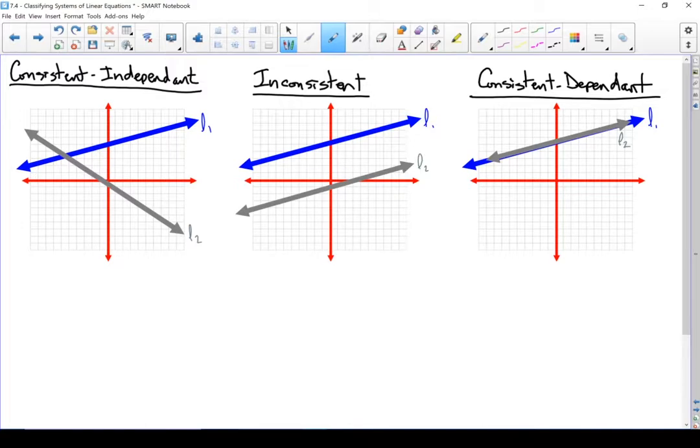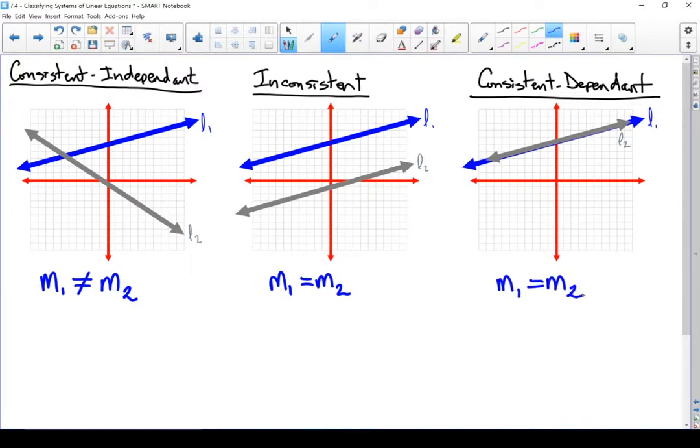So when we look at these systems, when you're classifying, we're going to be looking at two main elements, the slope and the y-intercept. Let's start with the slope. In the consistent independent system, both those lines are at different angles, so they have different slopes. The slope of the first line does not equal the slope of the second line. But on parallel lines, both slopes are the same. On a consistent dependent system, because they're practically the same line, they do have the exact same slope.